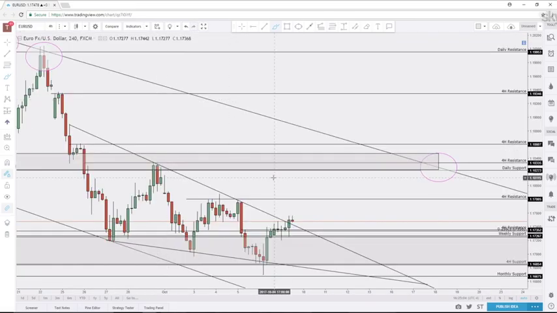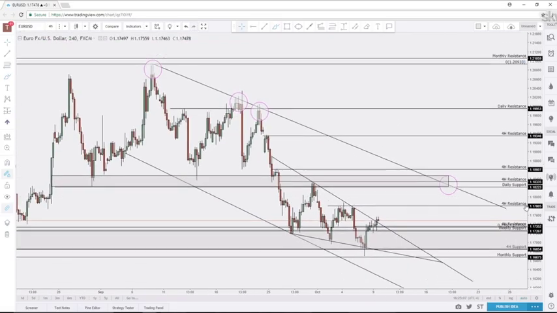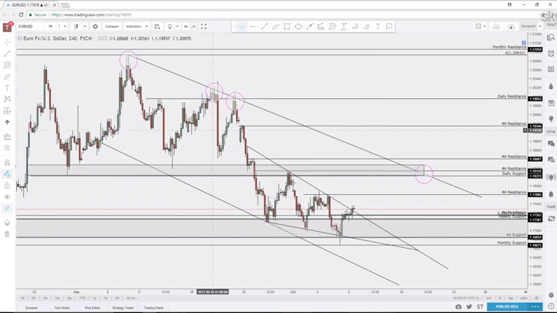If we take a look at the smaller time frames, we can see right here that structure has been majorly descending. The bears are definitely in control.